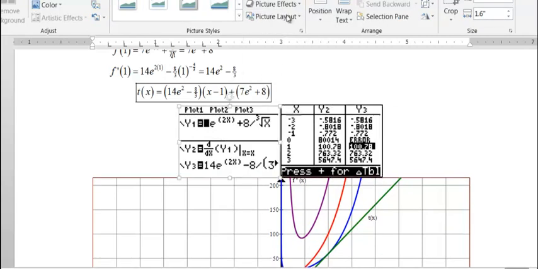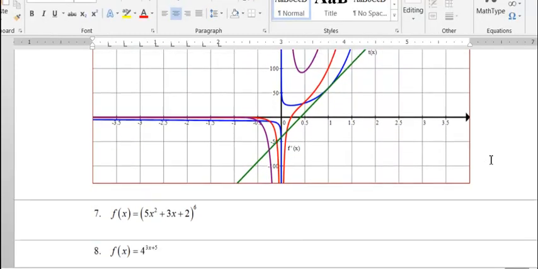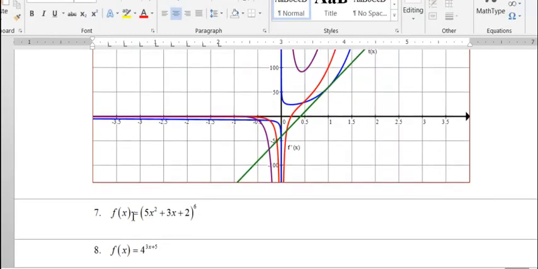Okay, so I think that kind of knocks out that problem. And then why don't you go ahead and work on the next one and then come back and check it out in the next video. There's the problem for number 7.